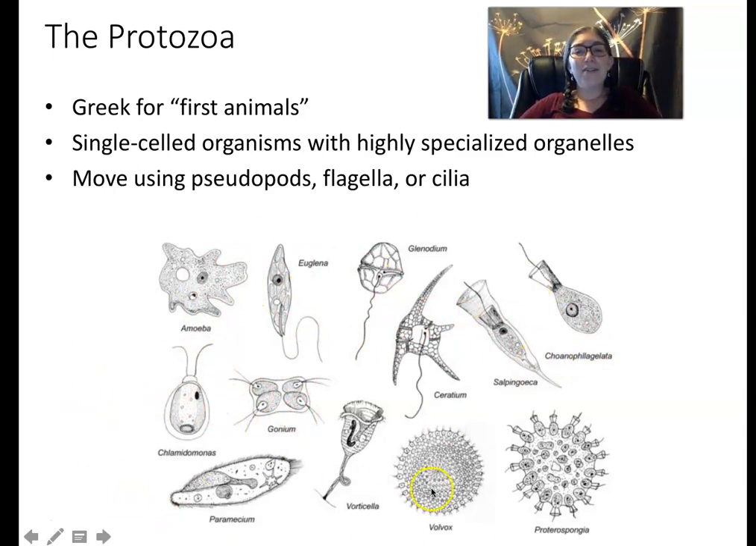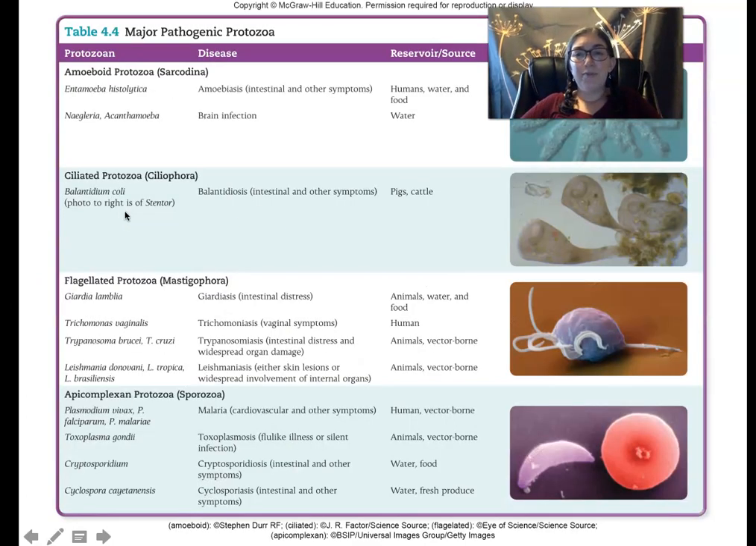A lot of these you can find in pond water. So if we were to go sample some pond water, which I've done before in live class, you can oftentimes see paramecium swimming around. And Volvox is another one that you can often spot in pond water, or Euglena even. And they really do look just like this. So they have different methods of movement, and they're sort of categorized by their different methods of movement.